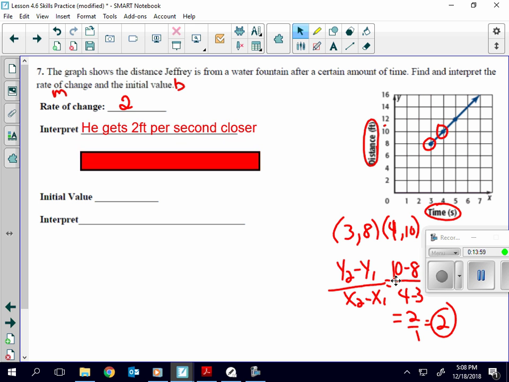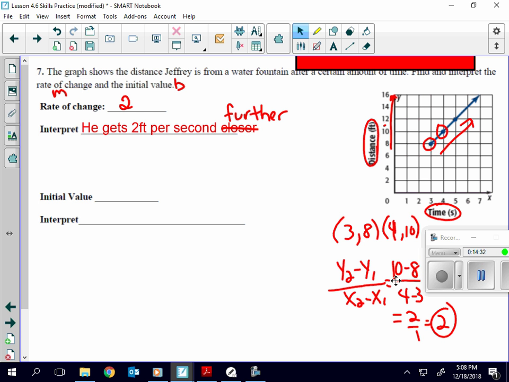It's the distance. Let's see what my graph said: distance away from water after a certain amount of time. Actually, it's how far he is further, not closer. He's getting further away from the fountain. As it's going up, he's getting further and further away. These numbers are going up. Distance gets further.